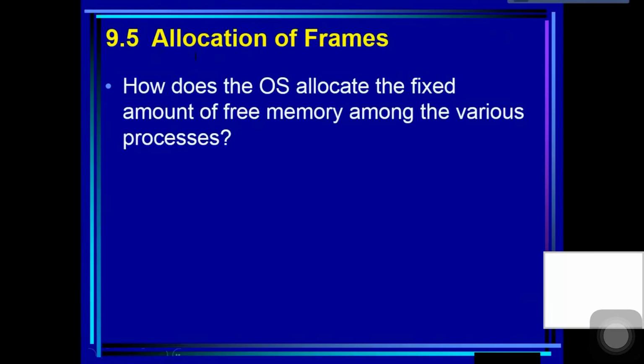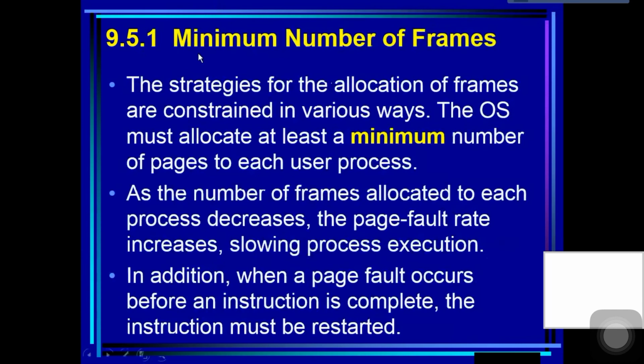Allocation of frames. How does the operating system allocate the fixed amount of free memory among the various processes? First section, minimum number of frames. The strategies for the allocation of frames are constrained in various ways.